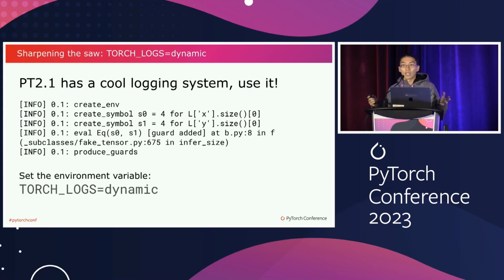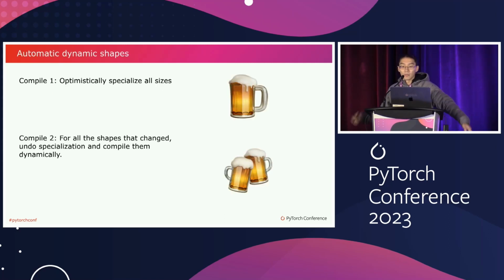So we're actually going to look at the log messages to understand whether or not dynamic shapes is working on programs you're doing. And so the first thing I want to talk about here is automatic dynamic shapes, because it's the most important and user-visible change to how Torch compile works in PyTorch 2.1.